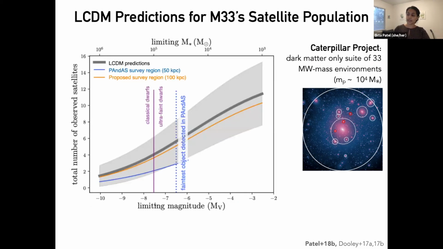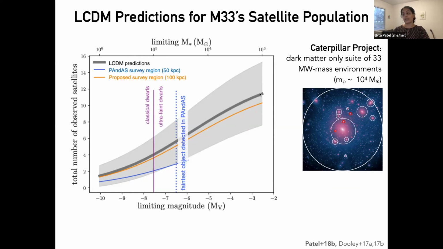On the x-axis, you're looking at limiting absolute magnitude again. The top x-axis shows the stellar mass. And here are the expectations for the numbers of satellites one would expect around M33. First, let's just focus on this blue line, which is giving you the predictions for satellites expected within that 50 kiloparsec region that the PANDA survey encompassed. One would expect, down to the faintest objects that were identified, something like 2 ± 2. We're talking about very small number statistics. Given that there's one candidate satellite galaxy identified, I'd say that's fairly consistent.